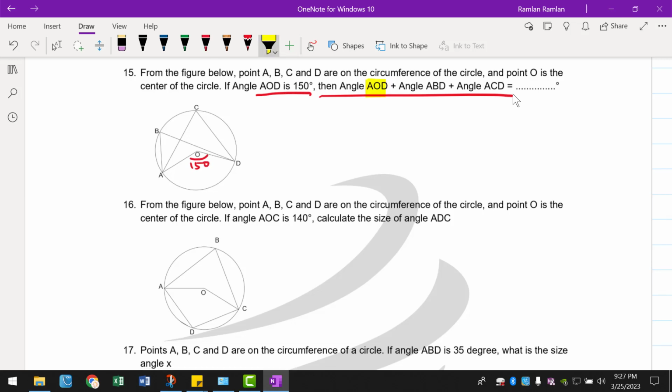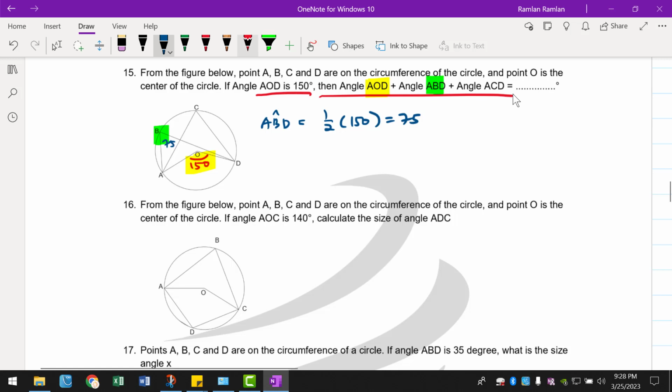So we know that we have angle AOD, this one, and then the next one is the angle ABD, which is over here, right? So we need to find that one. Can we see that it is actually the inscribed angle of 150? So this is going to be 75. Where do I get the 75? Just divide by 2, because the inscribed angle is always half of the center angle. So the angle ABD is equal to half of 150, which equals 75.